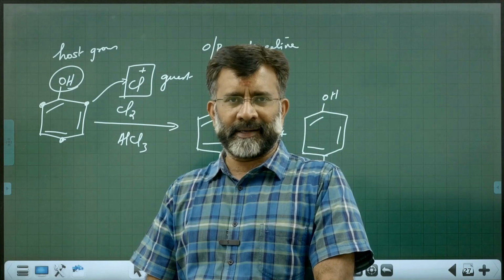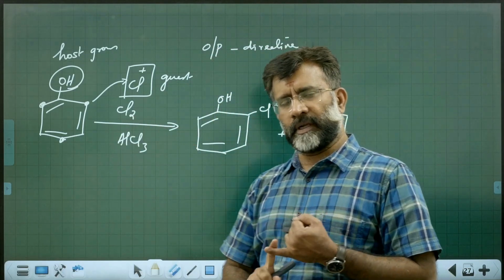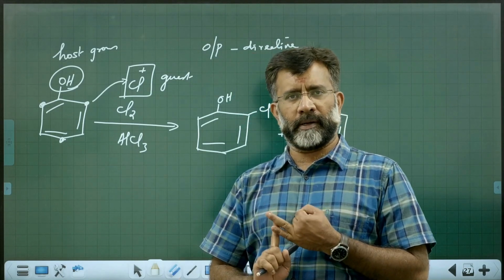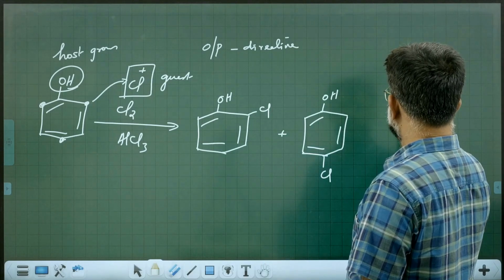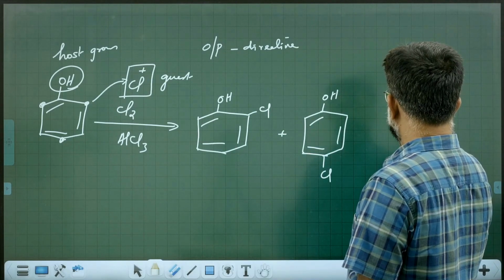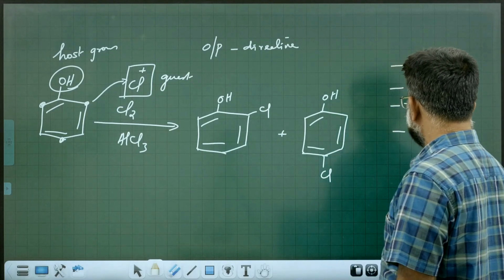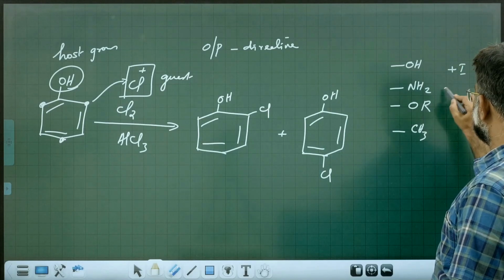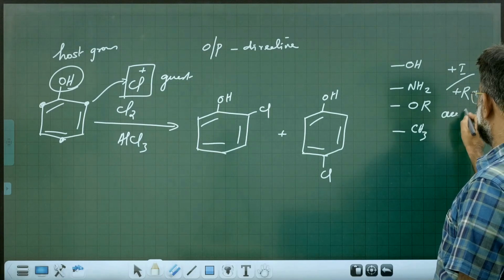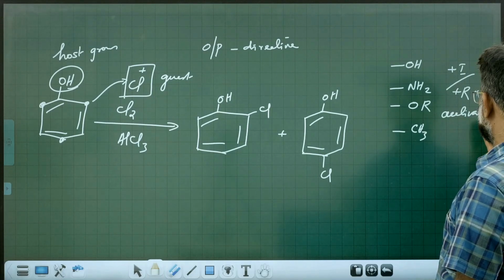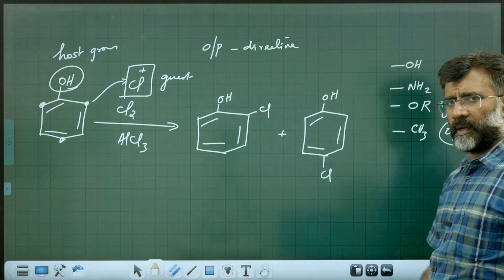That is directed by the existing group, and such groups are called activating groups, ortho-para directing groups. A group like OH, a group like NH2, a group like OR, a group like CH3, etc. They all have a plus I effect, not dominating, with the plus R effect dominating. They are activating groups and ortho-para directive in nature.